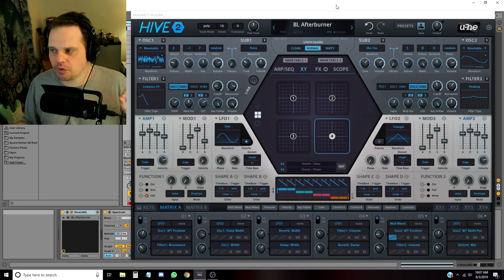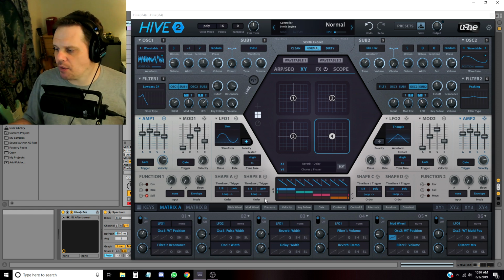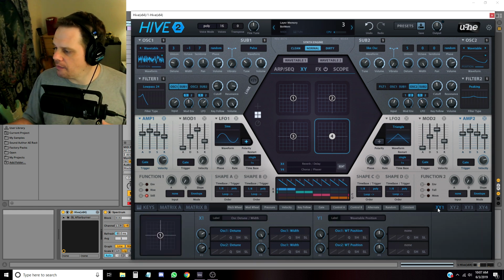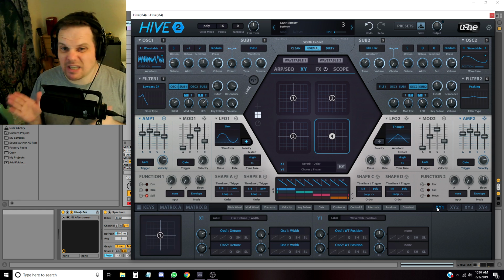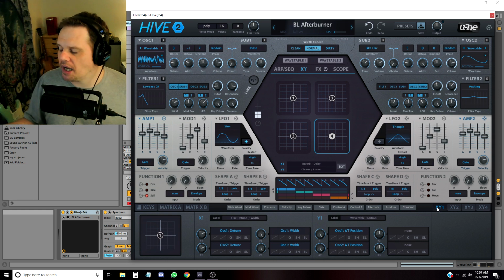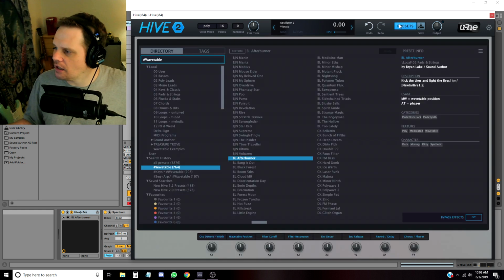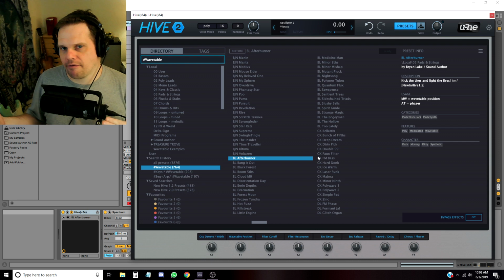I was able to do some factory patches for Hive 1.2 last December, I think it was, but we did not yet have a finished XY matrix. Here you can see we have the XY matrix now. That wasn't there in 1.2, and it was still the old GUI. So I'm going to do a walkthrough of the factory patches that I have for it.